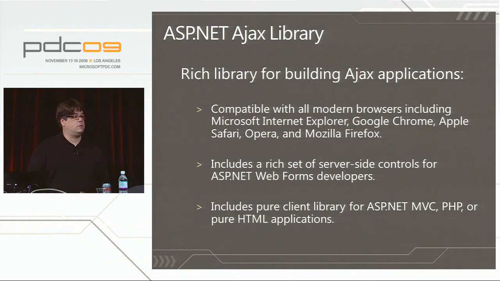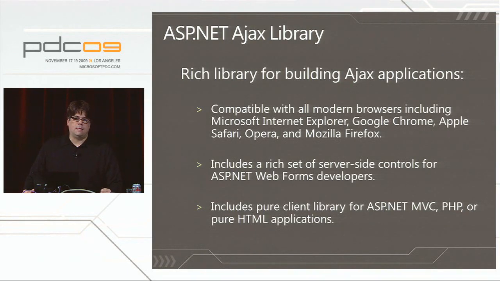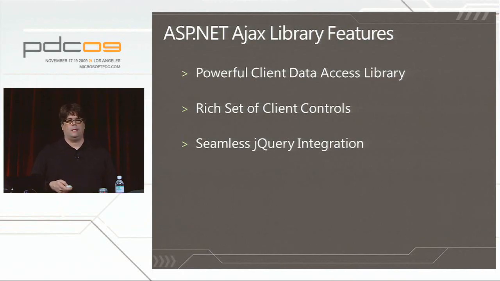Okay, so let's get to what you can do with all this stuff. Let me show you some demonstrations of how you can use this. So the main thing the ASP.NET AJAX library is, it's a rich library for building AJAX applications. And we pride ourselves that it's designed to be compatible with all modern browsers. So IE 6 and above, and the latest version of every other modern browser out there. So it's all cross-browser compatible. The rich set of controls is the AJAX control toolkit, which you can now, again, use from the client side. And finally, since it is a pure client-side library, it's completely server agnostic. You can use it with MVC, or with PHP or whatever you want. As long as it's an HTML page, you can go ahead and use it.